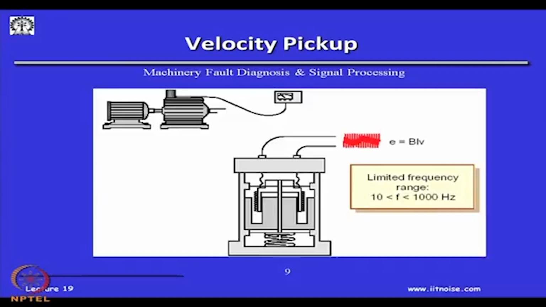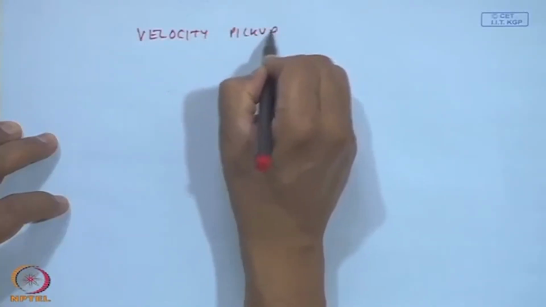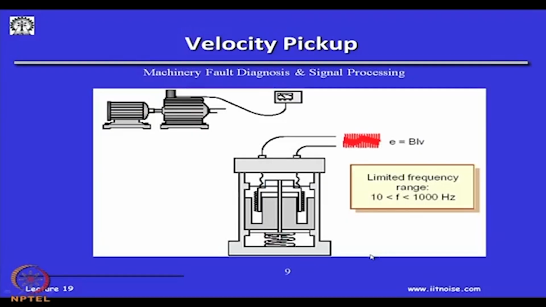Another type of transducer is the velocity pickup. Essentially, there is a permanent magnet and a moving coil, and because of the motion of this system, I am going to get an EMF. This motion is because this is in contact, in touch with the surface, the velocity type pickup, and this gives a velocity proportional to the EMF which has been generated.